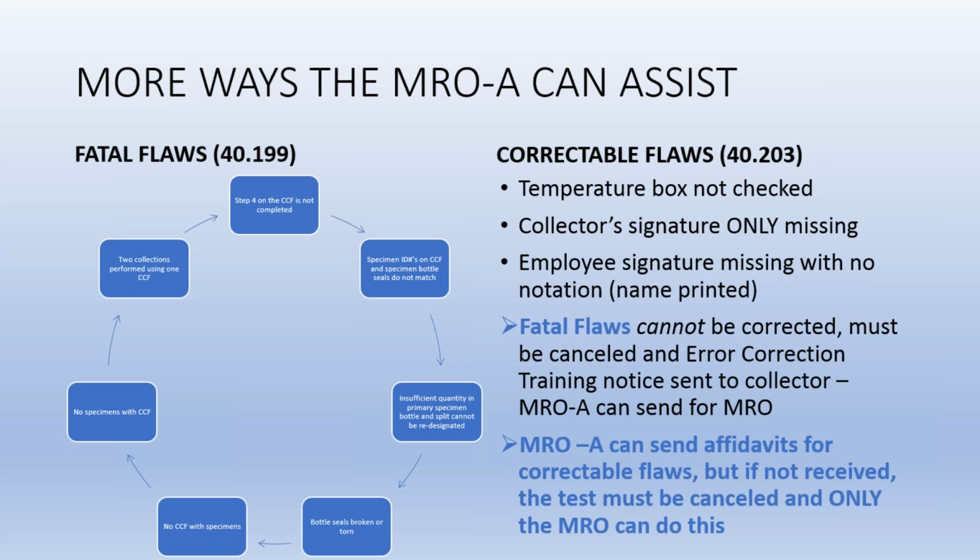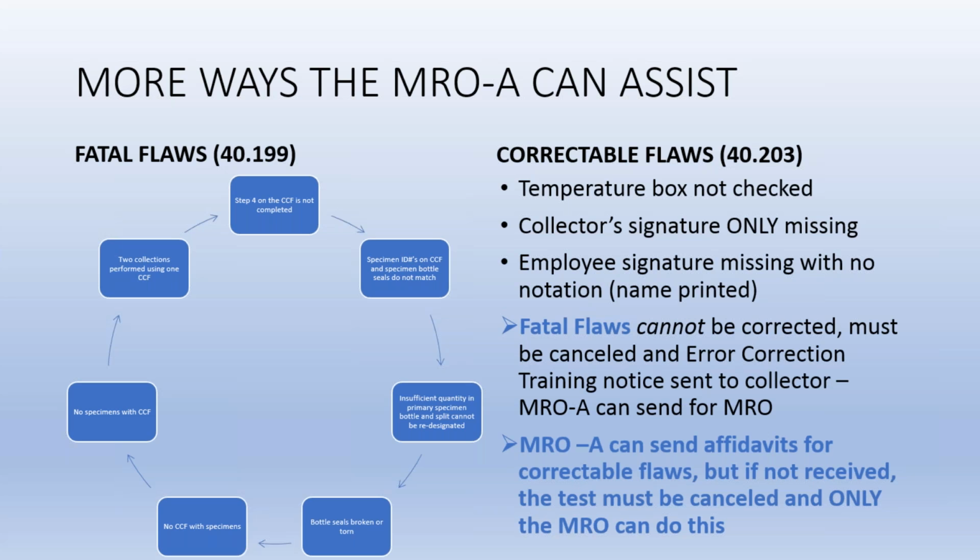If Step 4 on the chain of custody form, which is where the collector signs their name and prints their name, is not completed; if the specimen ID number on the form and the bottle seals do not match; if the collector did not collect a sufficient amount of urine for the primary specimen bottle and the split cannot be redesignated; if the bottle seals are broken or torn; if there's no chain of custody form with the specimens, or the specimens go into the lab without a form; or in the event of dual collections, they had 2 collections with only 1 form, all of those are considered fatal flaws.